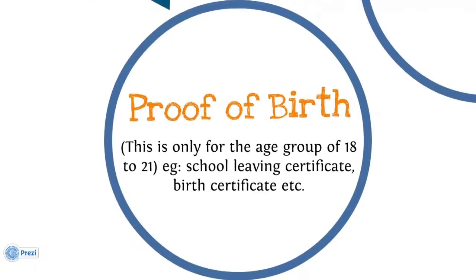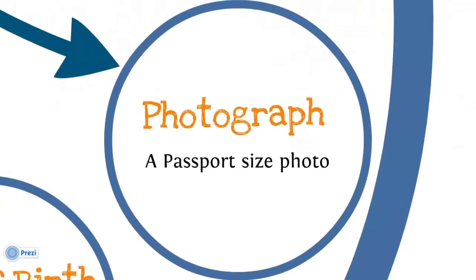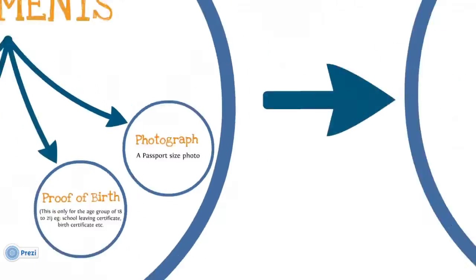Third document is proof of birth. This is only for the age group of 18 to 21. Example, school leaving certificate, birth certificate, etc. Fourth is your passport size photo. All these documents need to be attested by a gazette officer or notary. After attaching the documents, recheck the forms once again.